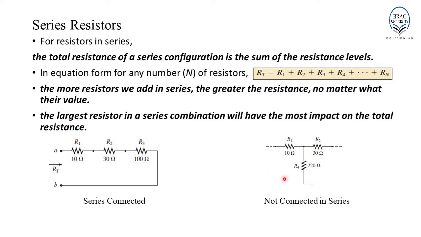However, in this case, R1 and R2 are not connected in series because another resistor R4 has an intersection in the node between these two resistors.